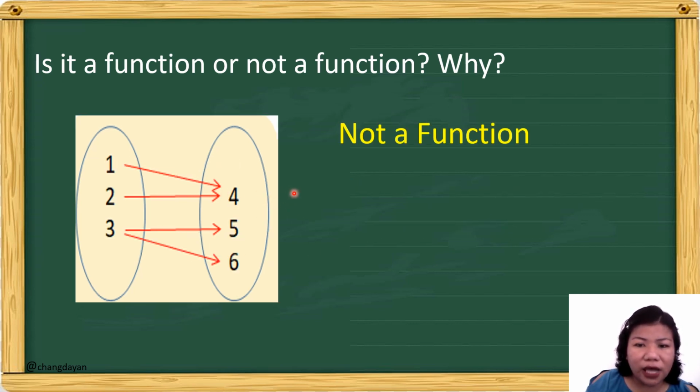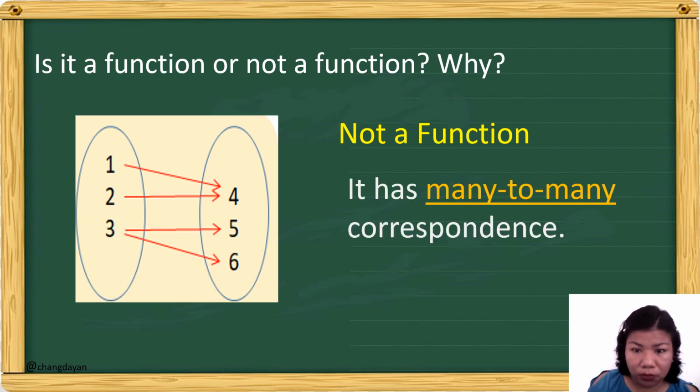So here it is not a function. Why? Because our element 3 corresponds to 2 values in our output. Again, element 3 corresponds to 2 values in our output. And it is many-to-many correspondence.